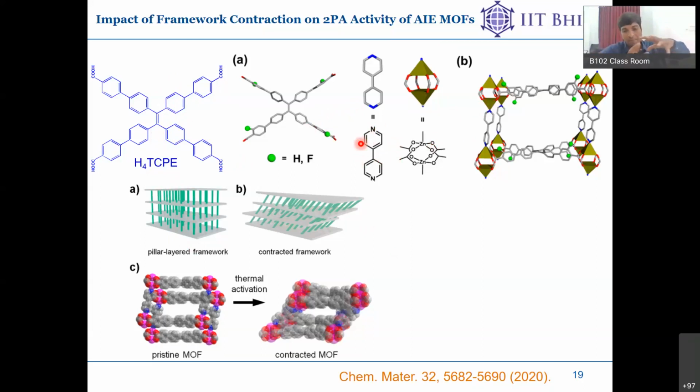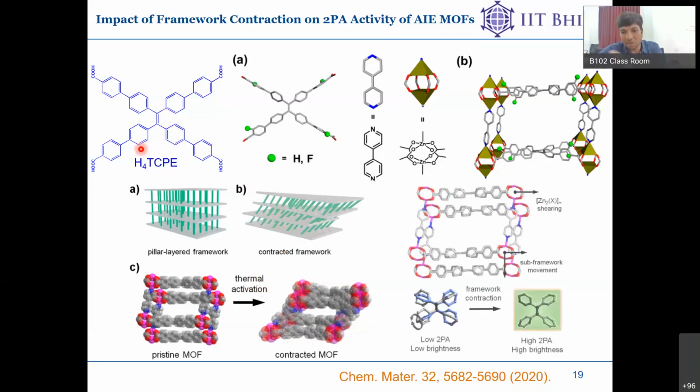You see here a pillar layer structure where the layers are bridged by the linkers of this molecule. When you are activating this material, this framework has the advantage that it slides, in other words, slides as well as contracts. As you can see here, once the layers are moved during thermal activation, the distance between both layers is going to be reduced. So now I can control the distance between the active dye molecules, which is TCPE, and then we try to compare these values.